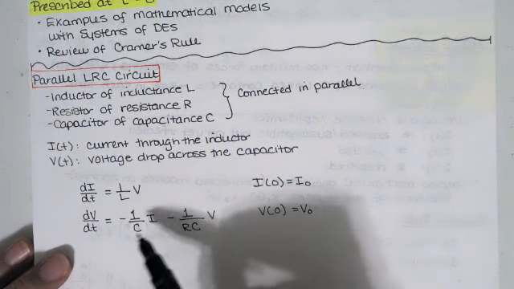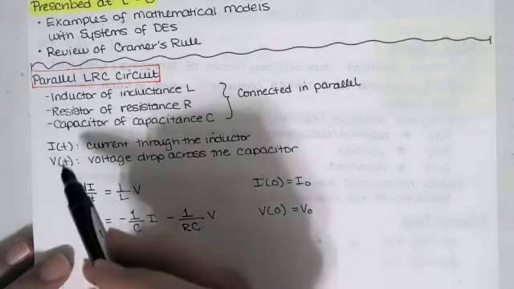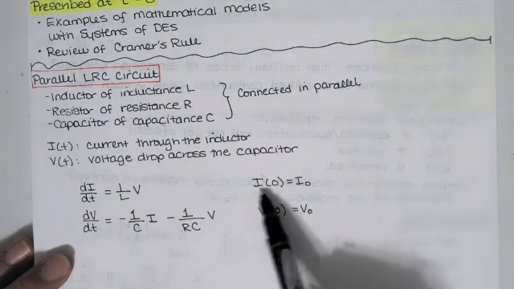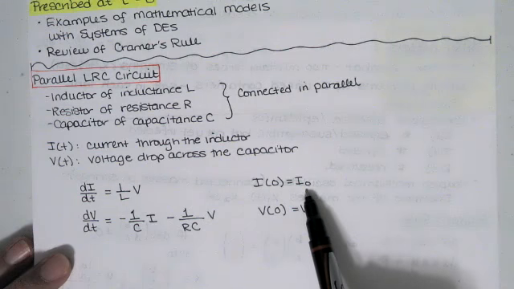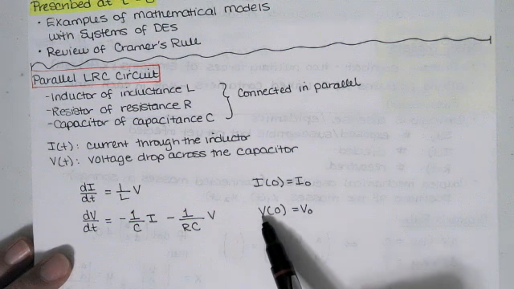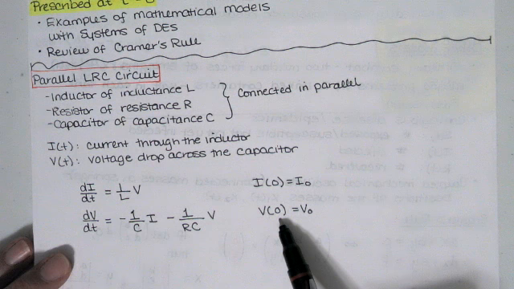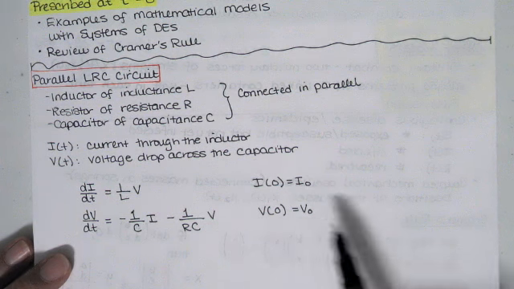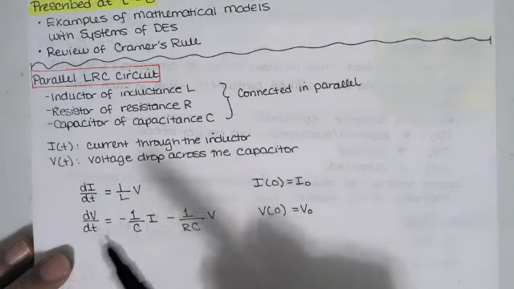So this is a system of differential equations for I of t and v of t, subject to the initial conditions that at time t equals 0, you have the initial current through the inductor I naught. That's going to be a number. It's going to be known. And at time t equals 0, the voltage at the capacitor is equal to V naught. So you know this and you know this.